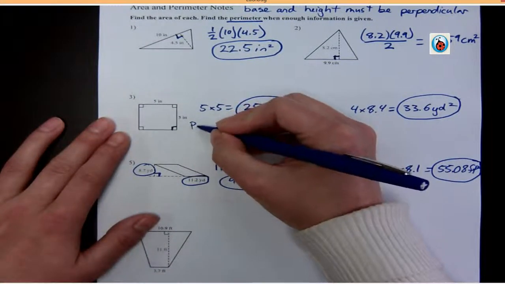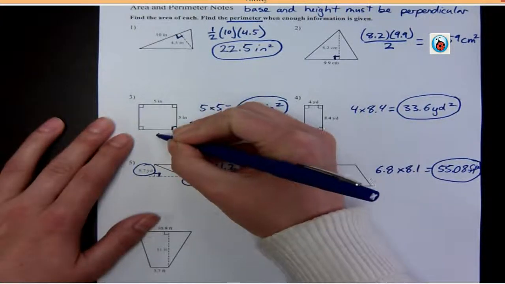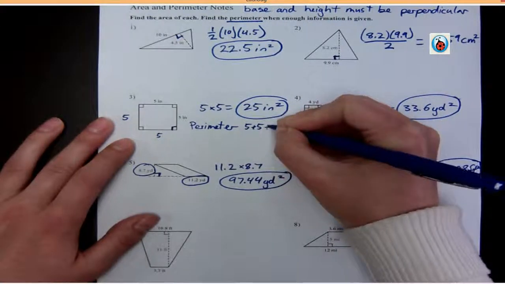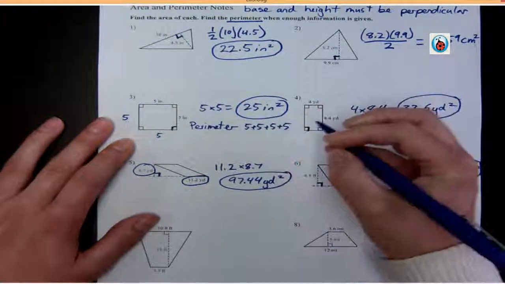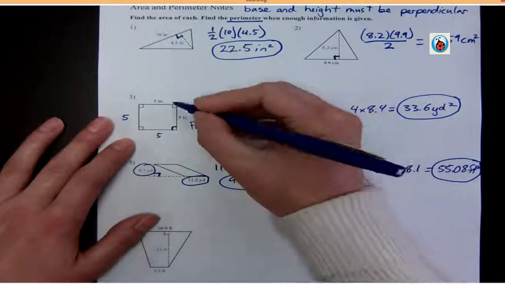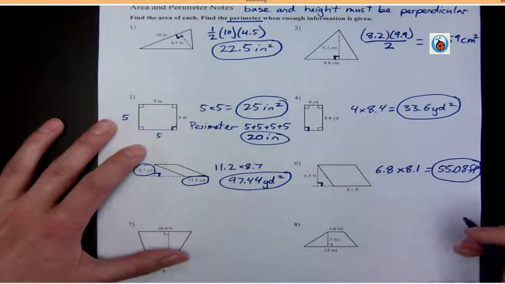This one I can find perimeter because if those two sides are 5, these also both have to be 5. So I just do 5 plus 5 plus 5 plus 5, and that equals 20 inches. Perimeter is never squared. We're just counting the straight distance from place to place.